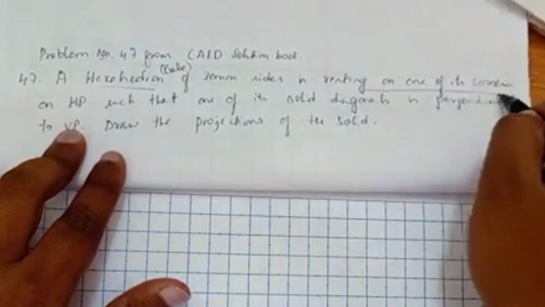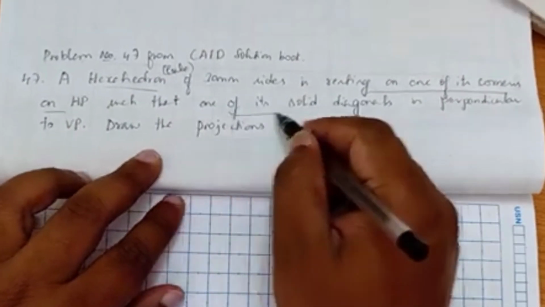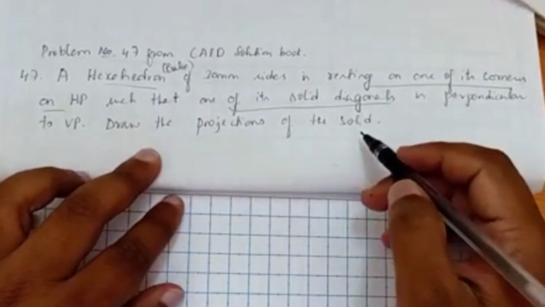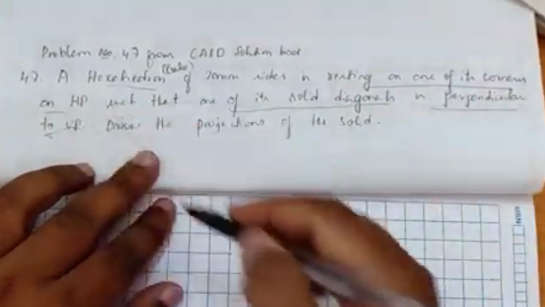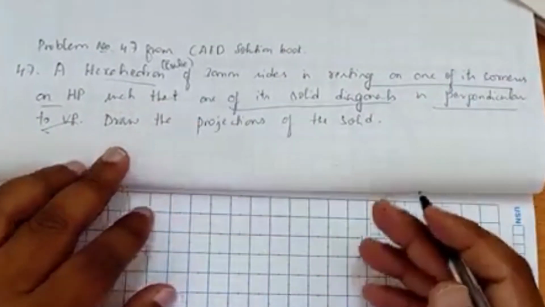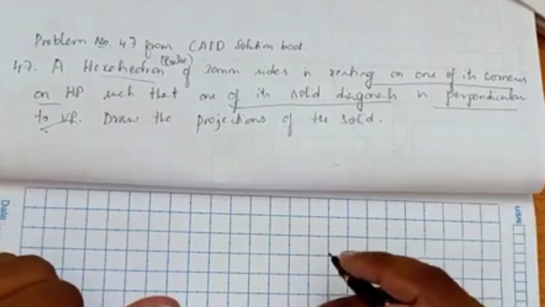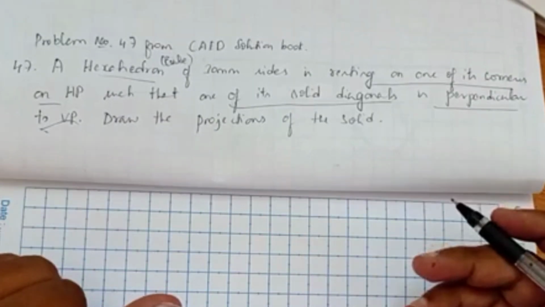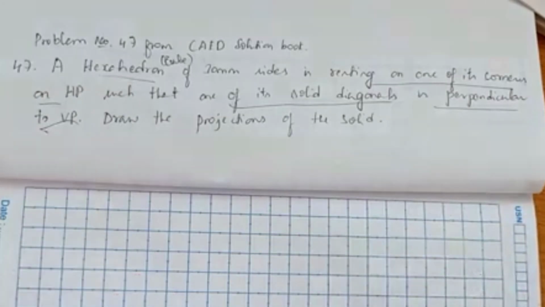So first position starts from the corner, and here you can see one of the solid diagonals. So we have to make use of the solid diagonals which are there in the cube, perpendicular to VP. Okay, perpendicular to VP. So that means they have mentioned the third position, and in the second position we are going to make it parallel to VP and then perpendicular to VP. Second position parallel to VP, third position perpendicular to VP. So now we will see the problem.